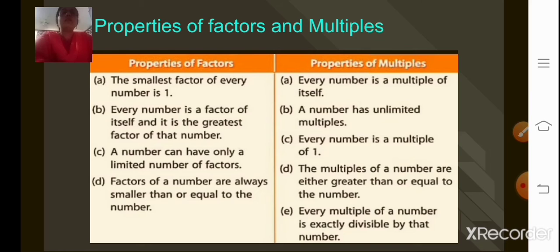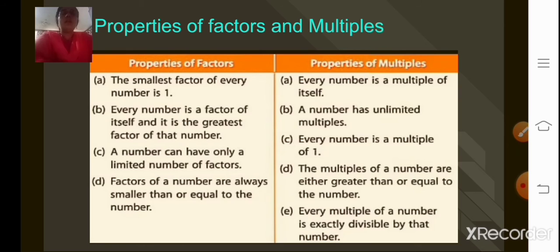Every number is a multiple of 1. The multiples of a number are either greater than or equal to that number. Unlike in the factor case, the factor of a number is always smaller than or equal to the number, whereas the multiples of a number are either greater than or equal to that number.